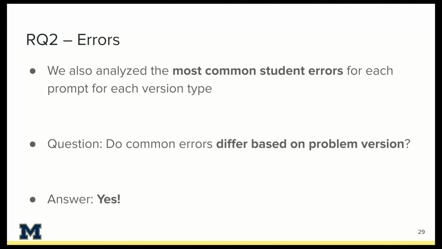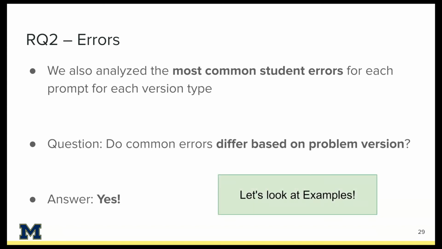When we were analyzing these errors, our main question was if these common errors differed based off the program framing, and we found that the answer is yes. Specifically, we found that students were much more likely to produce wrong answers with incorrect types or structures for recursive and tail recursive program framings than they were for iterative framings. To help make this finding a bit clearer, let's look at a couple of examples.